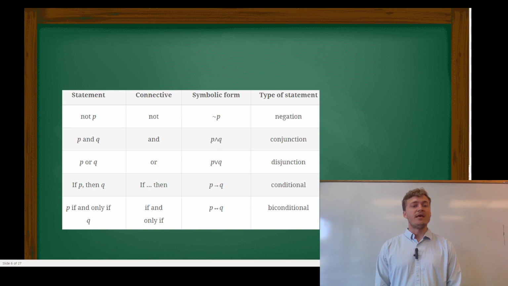Lastly, P if and only if Q. This is called our if and only if statement. Note here that we have an arrow where the arrow can be seen on each side of the line. This is called a biconditional statement. Bi meaning two, so there are two conditions. If P, then Q. Likewise, if Q, then P.